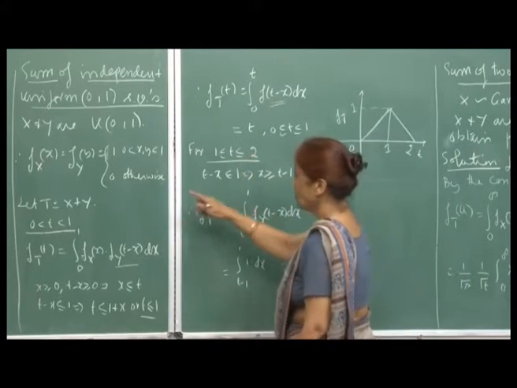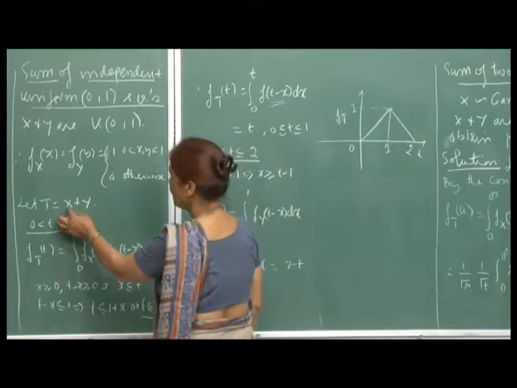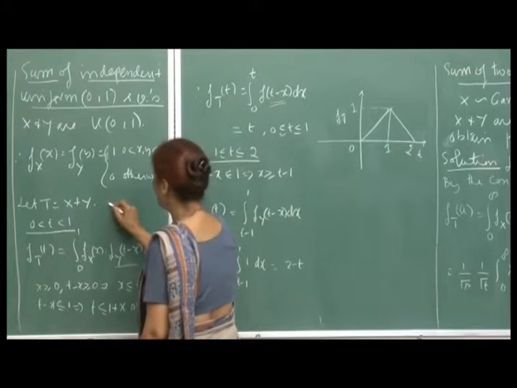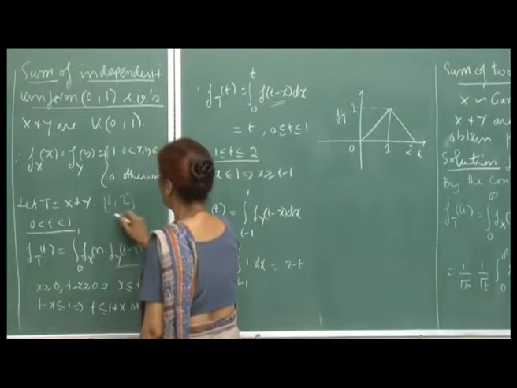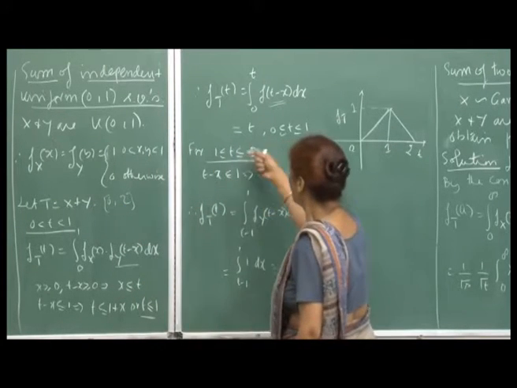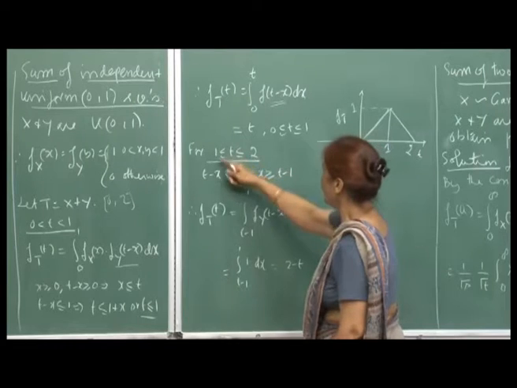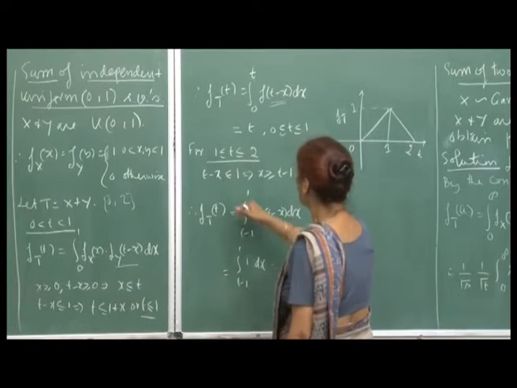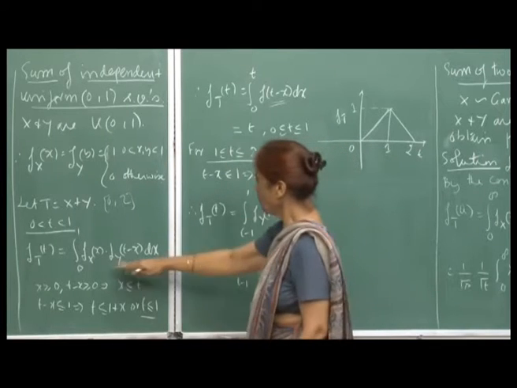Now, because x and y both can take values between 0 and 1, the range for x plus y is from 0 to 2. So we have to consider the values of t lying between 1 and 2. And in this case, you see again the convolution formula is this.